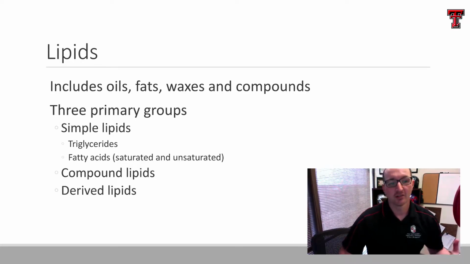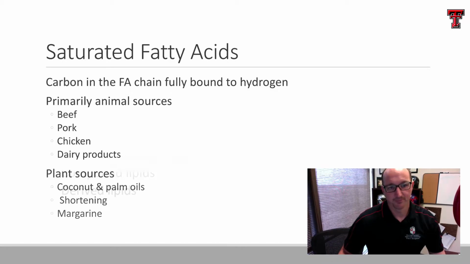So in class we left off talking about lipids. Lipids can include oils, fats, also can include waxes or compounds not frequently in nutrition. They are grouped into three primary classifications. So we've got our simple lipids, our compounds, and our derived. We'll spend a little bit of time talking about triglycerides and fatty acids in the future, but for now just keep in mind that there are differences.